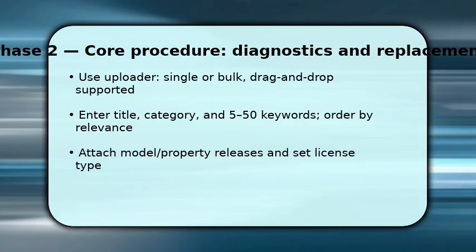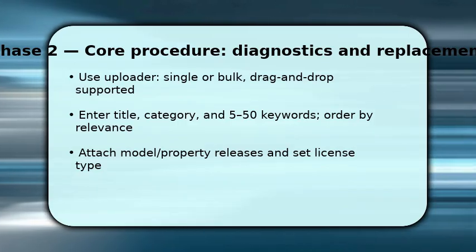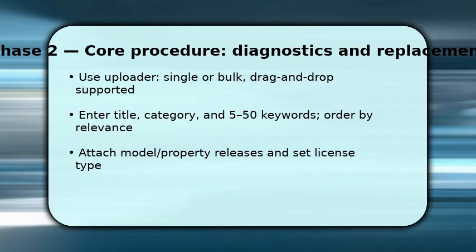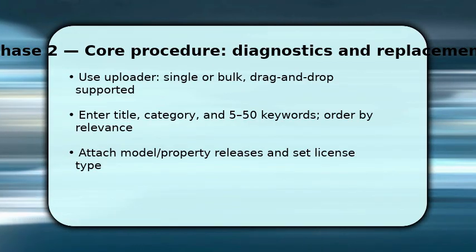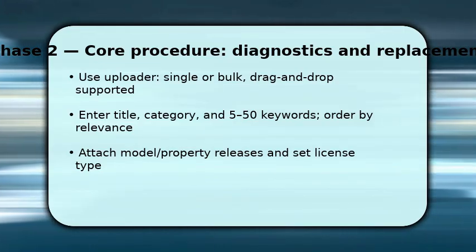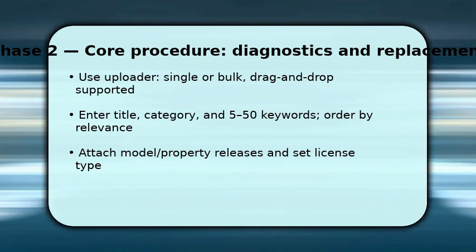Use the contributor uploader, drag and drop for bulk or single file mode for precise control, so you can monitor progress. As files appear, enter a clear title, choose the most relevant category, and add 5 to 50 keywords. Order them by relevance to improve discoverability. Attach any model or property releases to matching images and select license options if prompted. Don't rush this step, because accurate metadata directly affects sales.